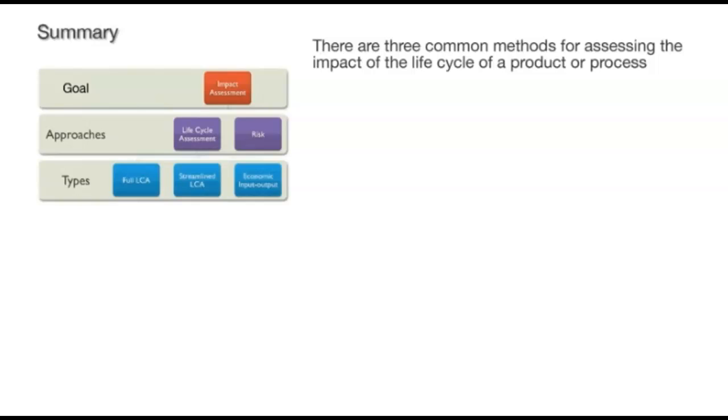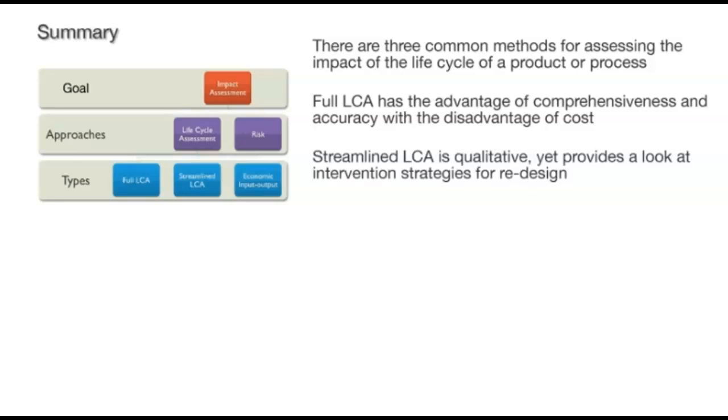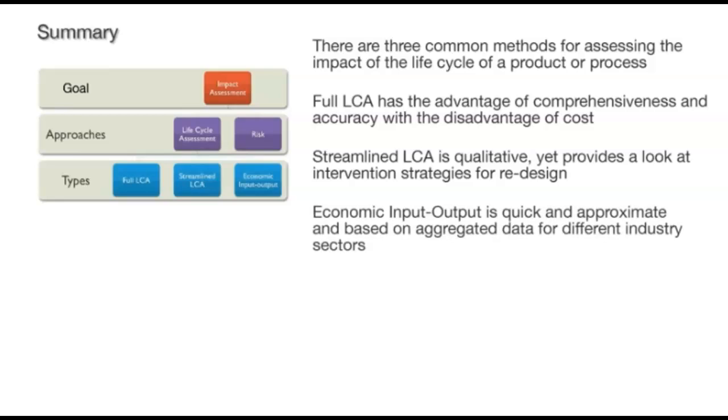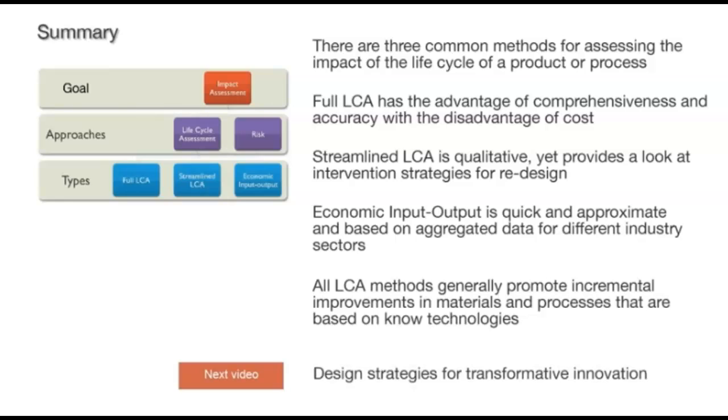There are 3 common methods for assessing the impact of the life cycle of a product or process. Full LCA has the advantage of comprehensiveness and accuracy with the disadvantage of cost. Streamlined LCA is qualitative yet provides a look at intervention strategies for redesign. Economic input-output is quick and approximate and based on aggregated data for different industry sectors. All LCA methods generally promote incremental improvements in materials and processes that are based on known technologies. In the next video, we will look at design strategies for transformative innovation for sustainability.